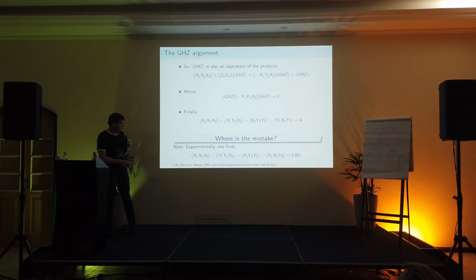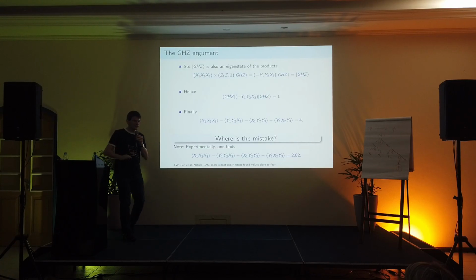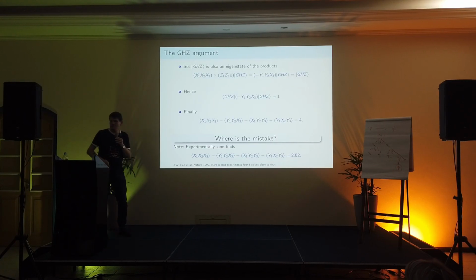You also see that current experiments really achieve a value of 4. So this is a very old experiment, but nowadays you can do much better. So what's wrong? Still, what's wrong in this inequality?